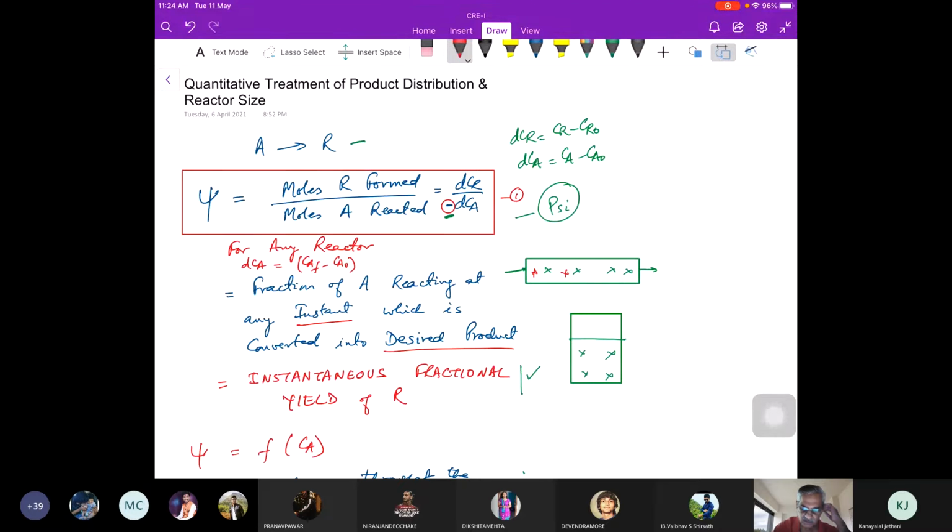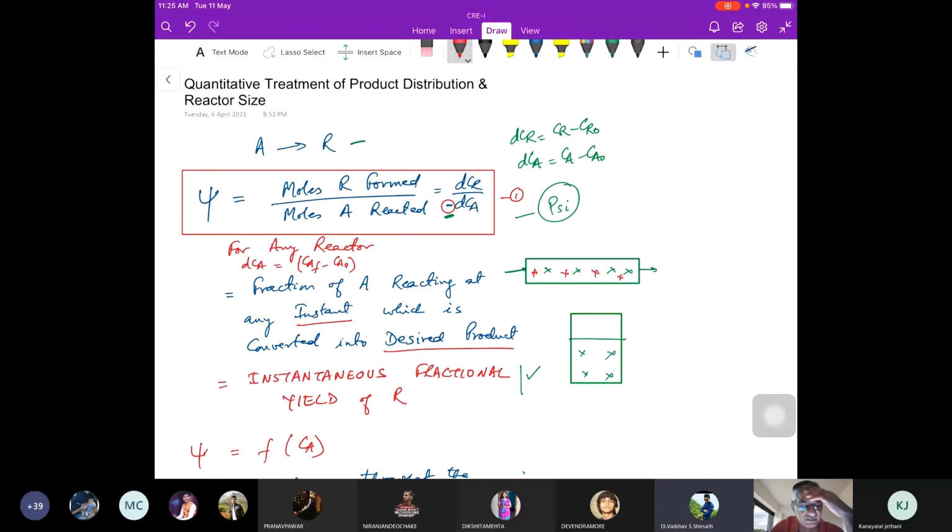Anywhere. So at any point in the reactor or any place in the reactor, what is the ratio of R formed to A reacted, right? And that is equal to dCR by minus dCA, because we defined dCR as CR minus CR0, that means final minus initial concentration, and dCA is final minus initial concentration.